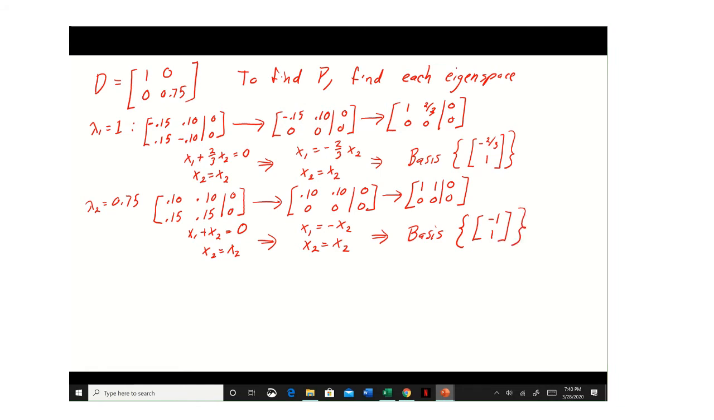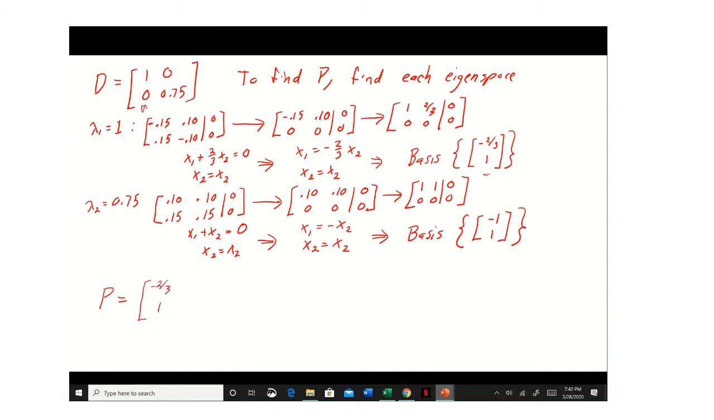Now that gives us our P. So how do we get P? Well, we look back to D. The first column of D had eigenvalue 1. So we take the basis for our eigenspace for that eigenvalue.